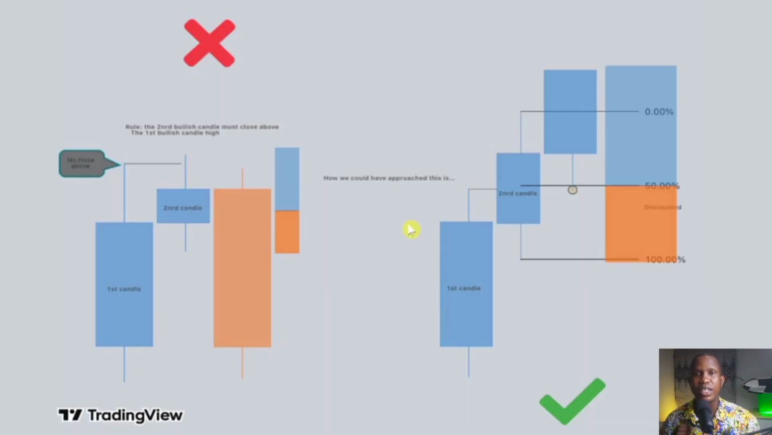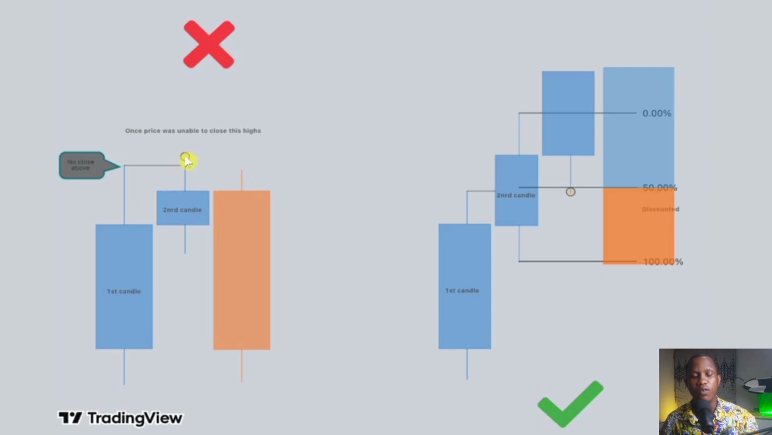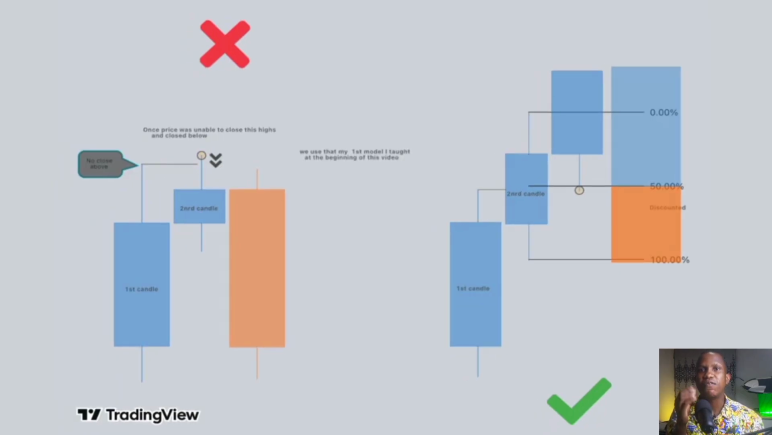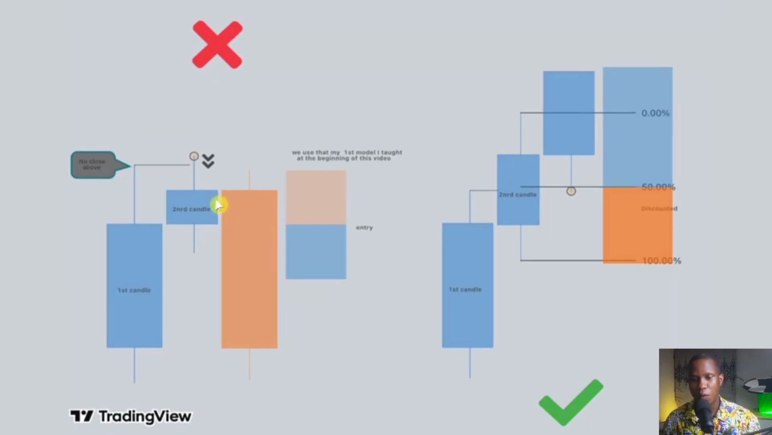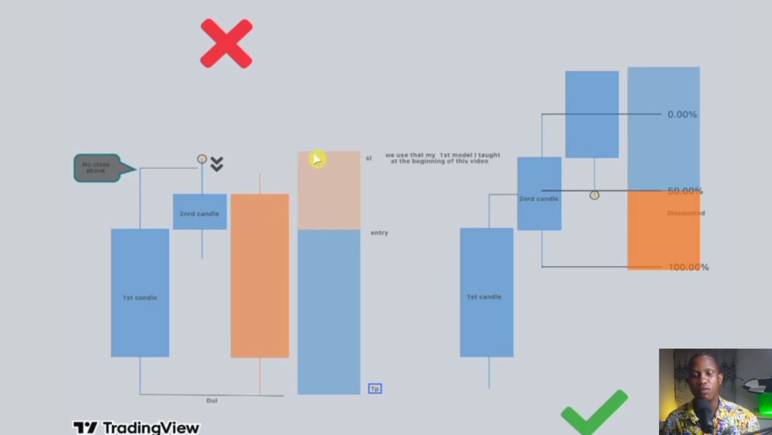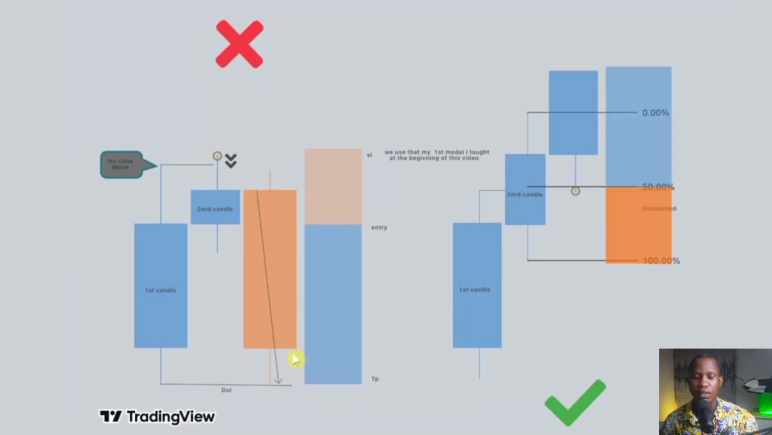So guys, how then could we have approached this setup? Once price action moved way above here and couldn't close above this first candle's draw on liquidity, and even went ahead to close below it, what we do is we use the first model I talked about at the beginning of this video, which is once it closes below here, make my entry here, stop loss above this level, and I'll target this draw on liquidity as my take profit level. And can you see how price moved down to our desired take profit level, guys?